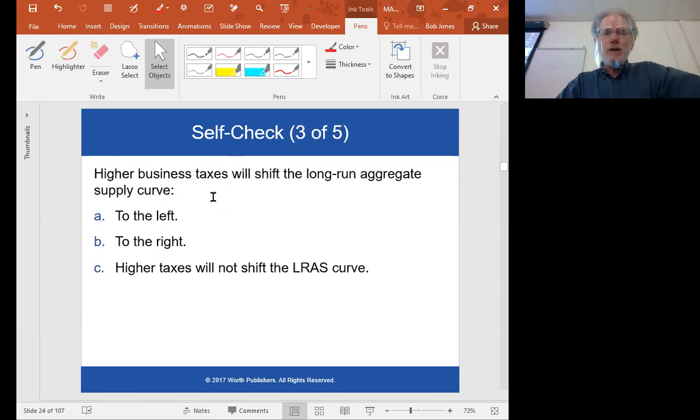So here the correct answer would be A, will shift long-run aggregate supply to the left, which means lower taxes would improve the incentive to, or increase the incentive to produce, and that would shift long-run aggregate supply to the right.